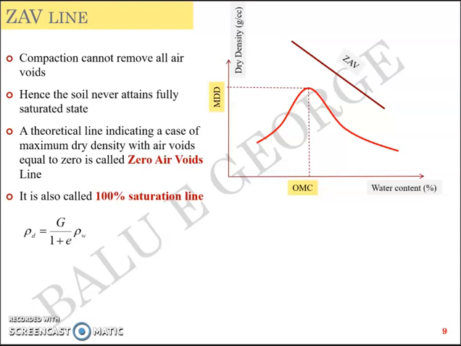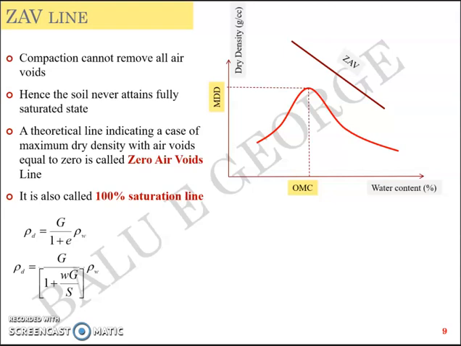Now in that equation, the voids ratio e can be replaced by wG by S, because you have an equation called Se equal to wG, the second or the third equation that we studied. You use that and replace e, voids ratio. So what you get is G by 1 plus wG by S into rho w.